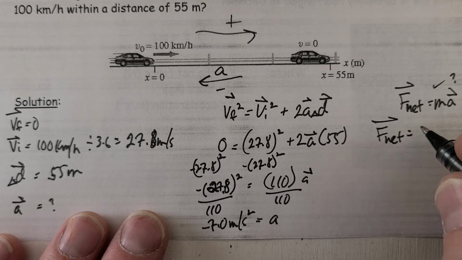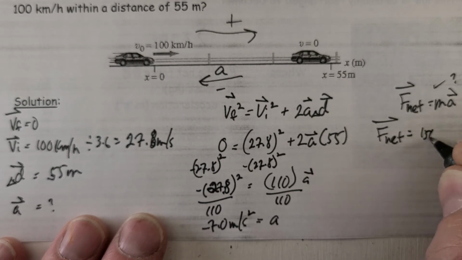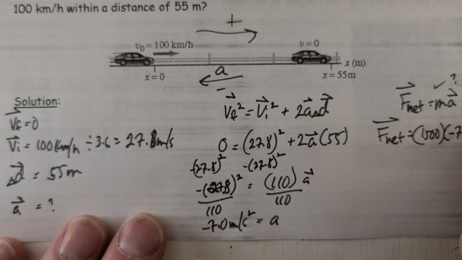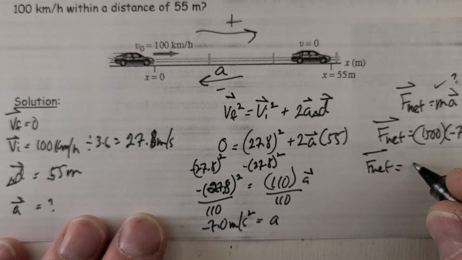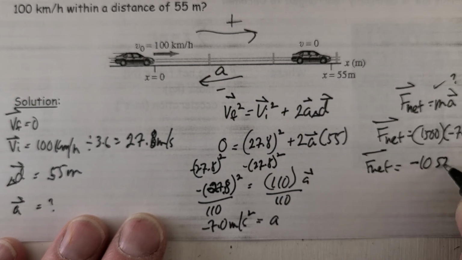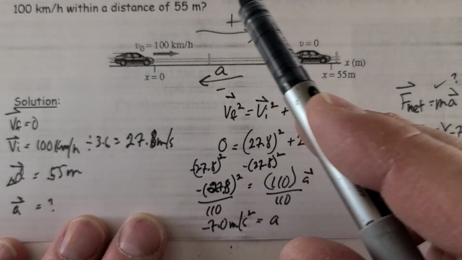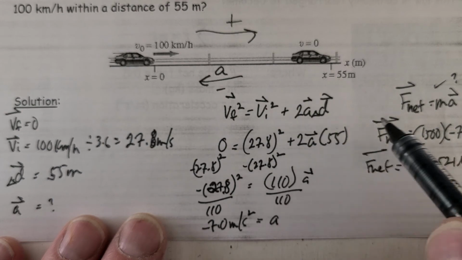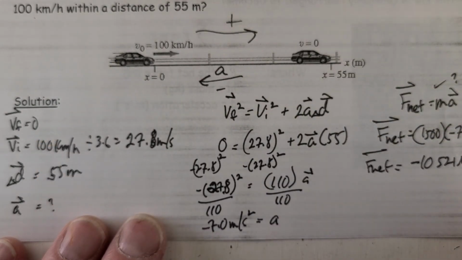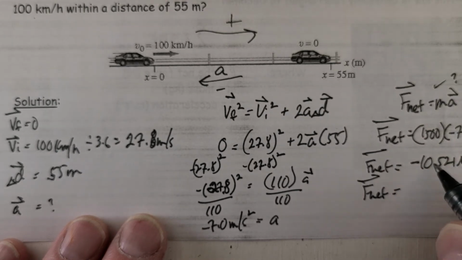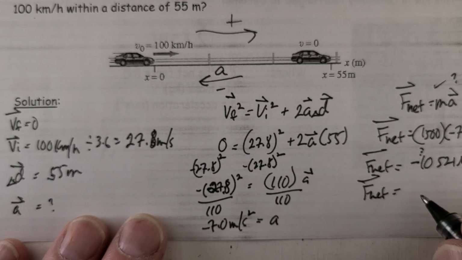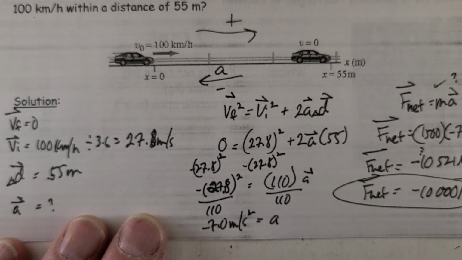So F net equals mass, the car is 1,500 kgs, multiplied by an acceleration of negative 7. So the net force works out to be negative 10,521 newtons. And I think I rounded off to 2 sig figs. Ideally, maybe I should have rounded off to 1 sig fig. F net is equal to, maybe I will round it off to 1 sig fig. So this is a 0, so this is going to stay as a 0, or sorry, as a 1. So I can say negative 10,000 newtons is what we get.